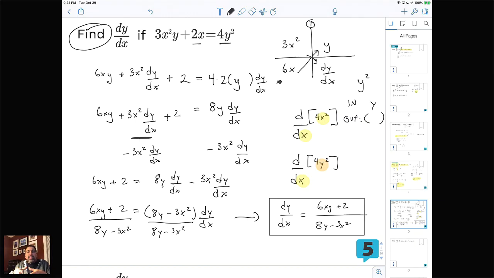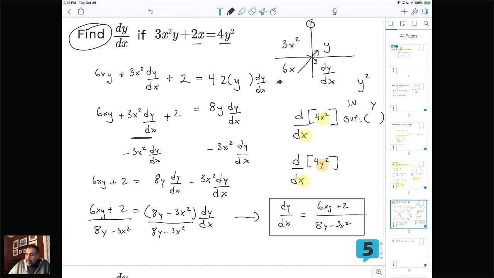One thing I want you thinking about is in all the derivatives we took previously, there were no y's. There were only x's. And now all of a sudden in these examples, we've got a mixture of y's and x's. Does anyone realize why that is the case here?